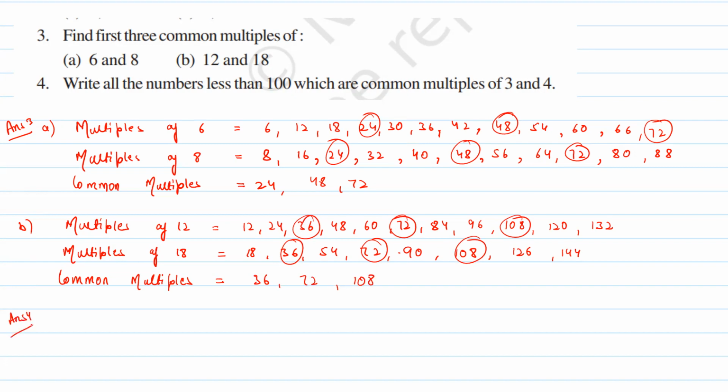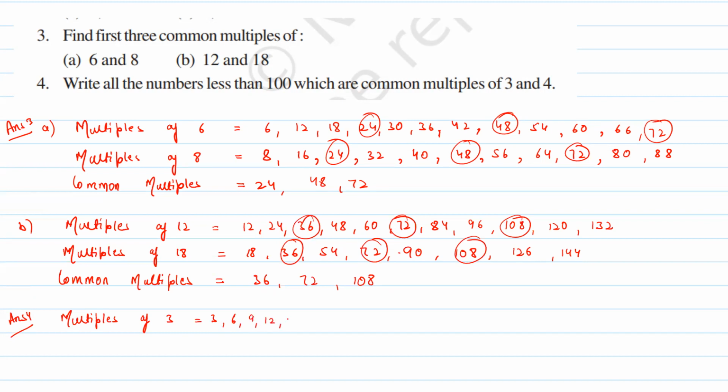Answer 4. Write all the numbers less than 100 which are common multiples of 3 and 4. So multiples of 3. Just write all the multiples of 3. Less than 100 we have to write. So you have to write all the multiples of 3 in this.